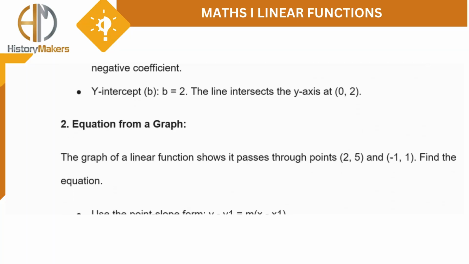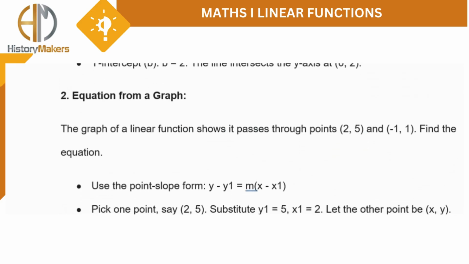Equation from a graph. The graph of a linear function shows it passes through the points (2, 5) and (-1, 1). Find the equation. So we use this one: y minus y1 is equal to m times (x minus x1).